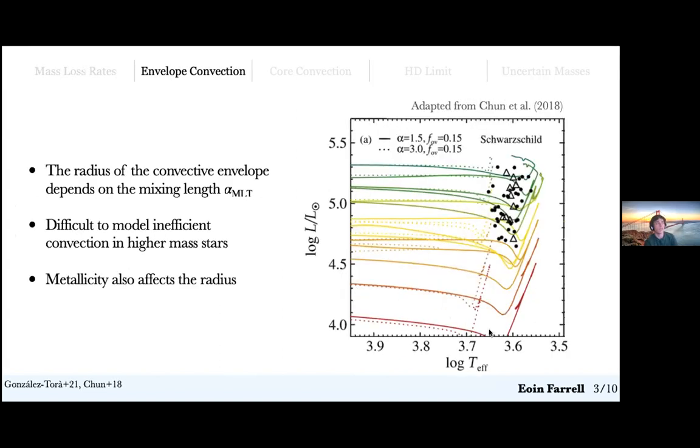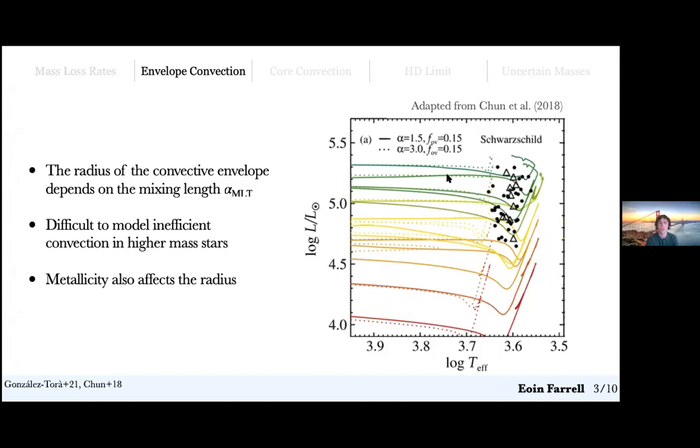So now we move on to convection in the envelope. Red supergiants sit near the Hayashi line and have very deep convective envelopes, which can be quite difficult to model. In general, the approach in 1D stellar evolution models is to use mixing length theory with a free parameter called alpha MLT. In these models, the radius and effective temperature depend on the value of alpha, which can be constrained using observations. The figure on the right demonstrates this.